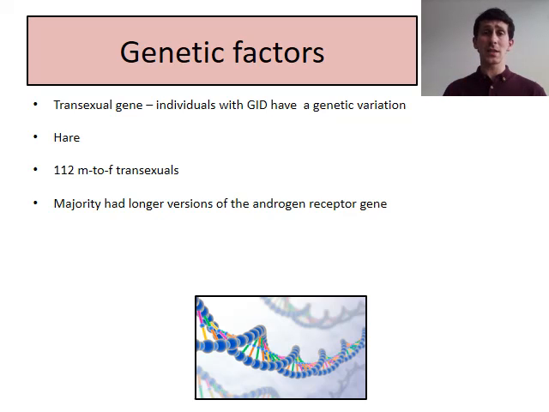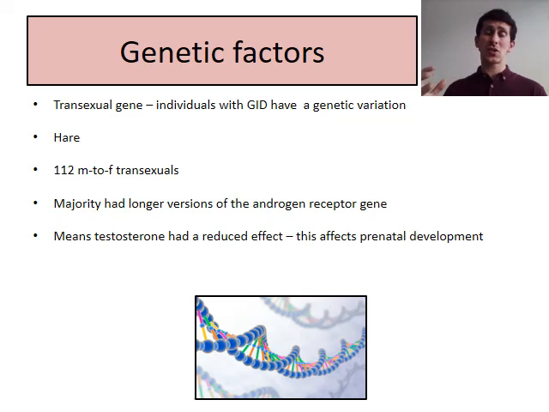And he found that majorities of these male to female transsexuals actually had longer versions of an androgen receptor gene. So remember, androgens are testosterone. So they had a longer version of an androgen receptor gene. And what this meant was that testosterone had a reduced effect on them. So when they were in the womb, these males, testosterone didn't have as much effect because of this gene. So their prenatal development was affected. They wouldn't have got a masculinized brain. So because of that, that's maybe why they developed gender identity disorder.